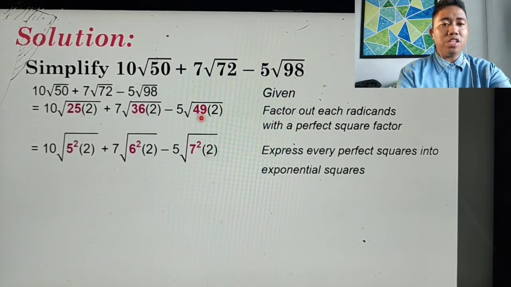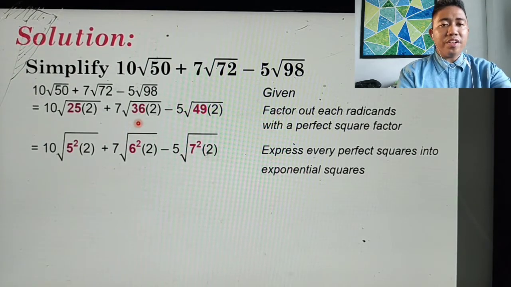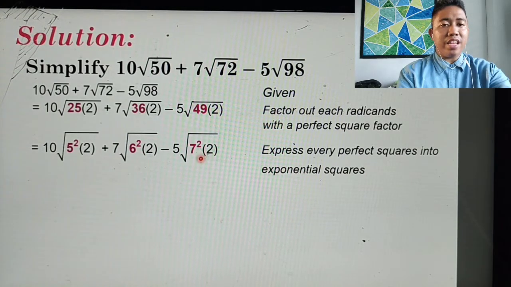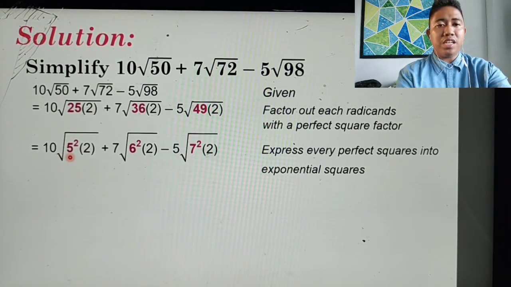The next step is to express every perfect square in exponential form. So the value of 25 becomes 5 squared, the value of 36 becomes 6 squared, and 49 is 7 squared. So we have the exponent form of each of the three perfect squares, 25, 36, and 49.